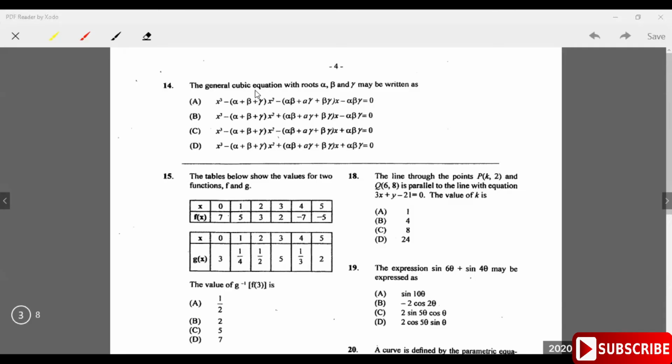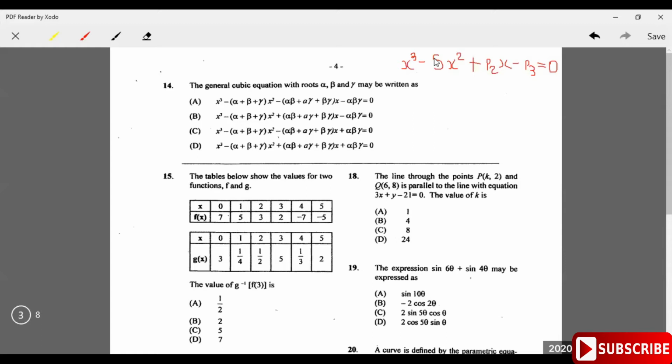Question 14. Question 14 is asking, what is the general cubic equation with roots alpha, beta, and gamma? The general equation of a cubic, if we recall, is x cubed minus the sum of all the roots times x squared plus the sum of the products of two roots times x minus the product of the three roots, and we set that equal to 0.